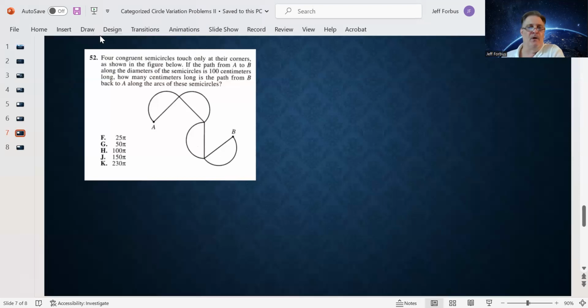Well, if the distance from A to B is 100, and there are 4 divisions here, right? Divide that by 4, and you know each one is 25 centimeters long. So that implies the diameter of the circle is 25. Okay, so we need the arc distance. So that's related to the circumference of the circle.